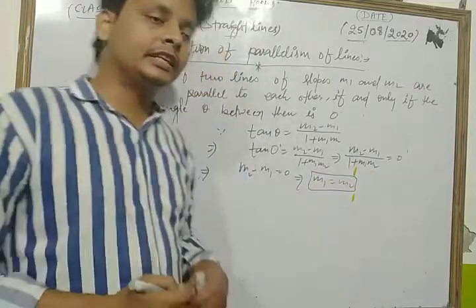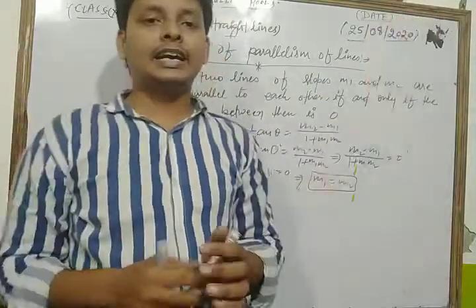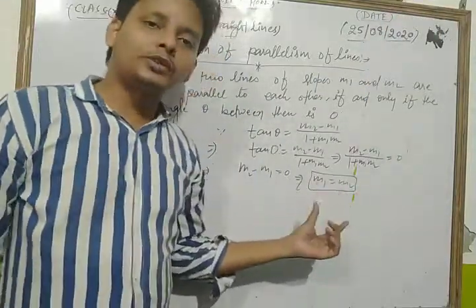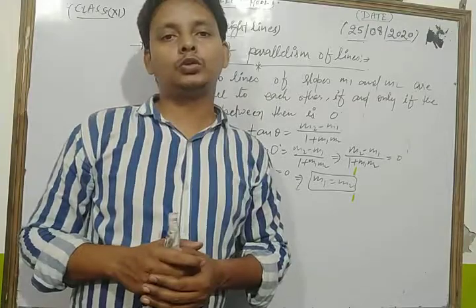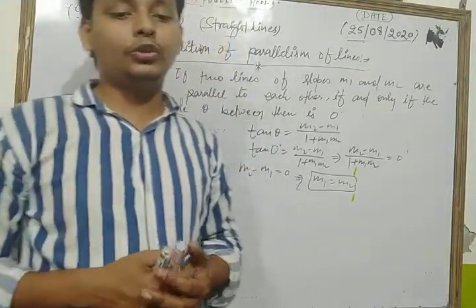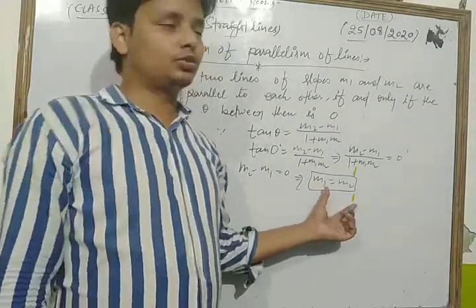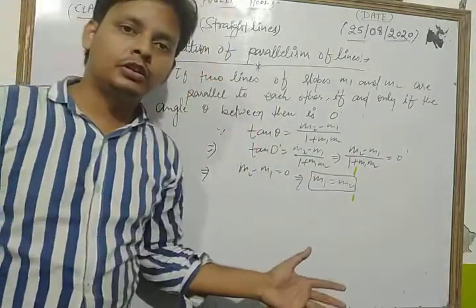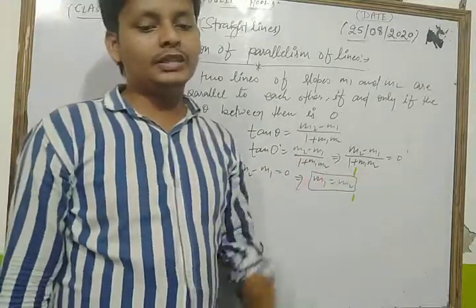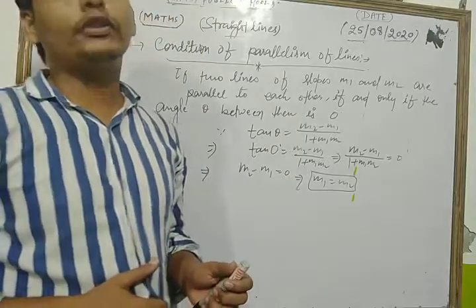Dear student, this is the condition of parallelism of two lines. So we can say that if the slopes of two lines are equal to each other, then the lines are parallel to each other. Thus, when two lines are parallel, their slopes are equal to each other. This is a very important condition for this topic. Now we discuss the condition of perpendicularity of two lines.